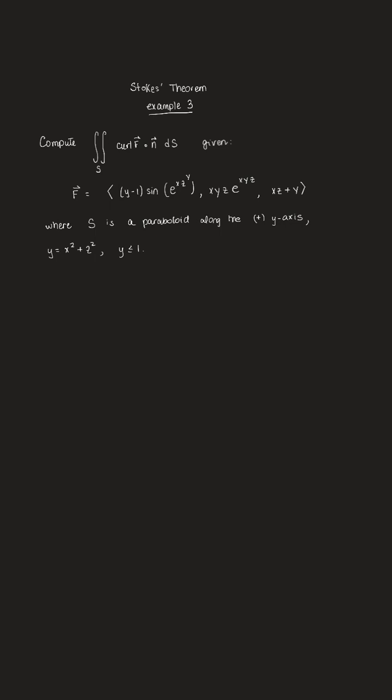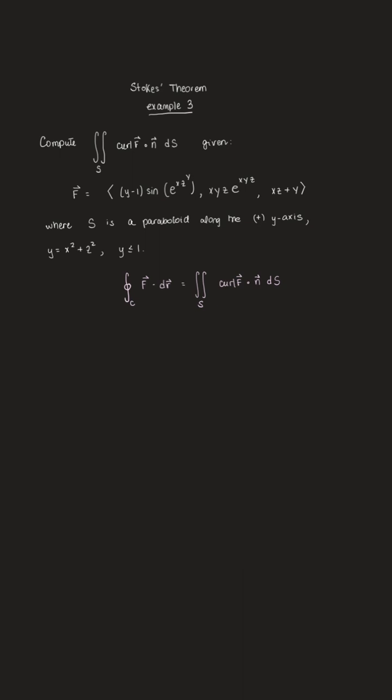So let's recall that Stokes' theorem tells us that the line integral over a closed boundary of a surface is equal to the surface integral of the curl of the vector field. And so this time we're basically wanting to calculate the right-hand side, but to do that, we're going to use the left-hand side, the line integral, since we want to use Stokes' theorem here.